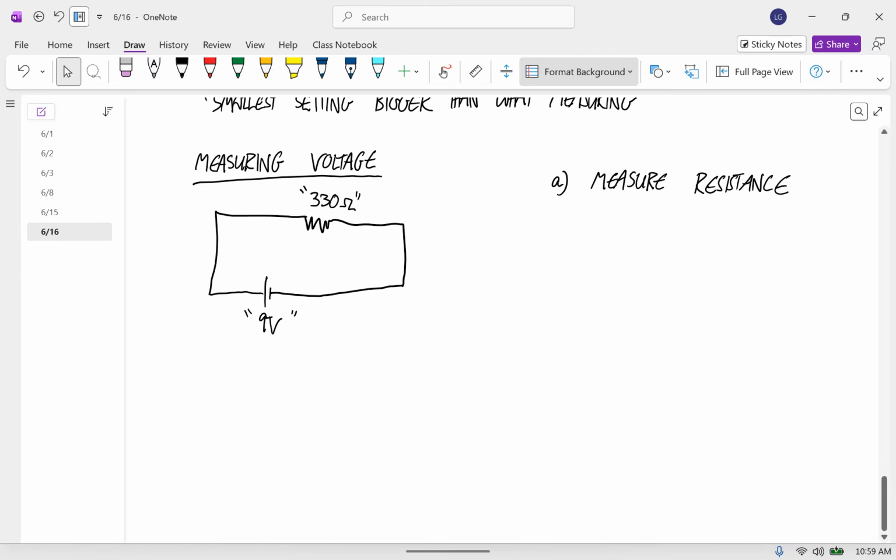And next, if we're measuring voltage, remember what we do is we build the circuit and then we just hold the two leads of the multimeter across the terminals of whatever device we want. So you can think of touching one lead from the multimeter to one wire from the resistor and the other one to the other wire of the resistor.